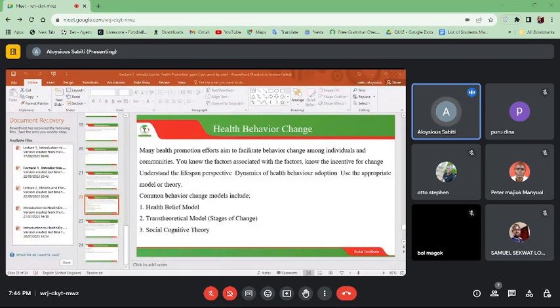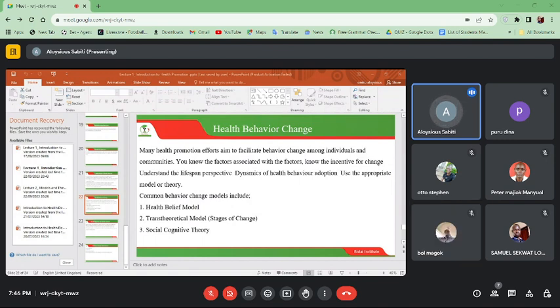At the end of the lecture, the students or the participants must be able to understand the key concepts and principles of behavior change modules and their theories. You should also be able to identify and differentiate between the various behavior change modules and theories, analyze the strengths and limitations of different behavior change modules and theories, and at last demonstrate the ability to select and apply appropriate behavior change modules and theories to address specific health behavior challenges.